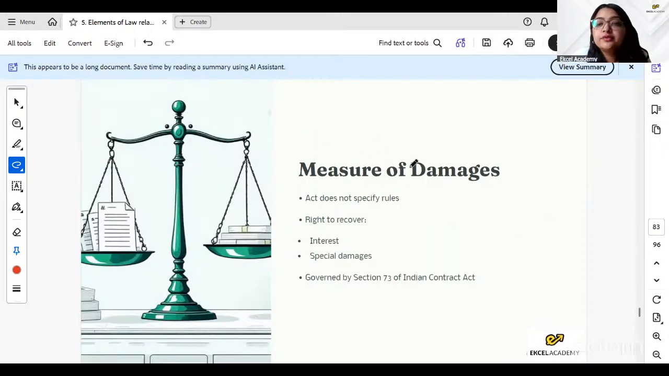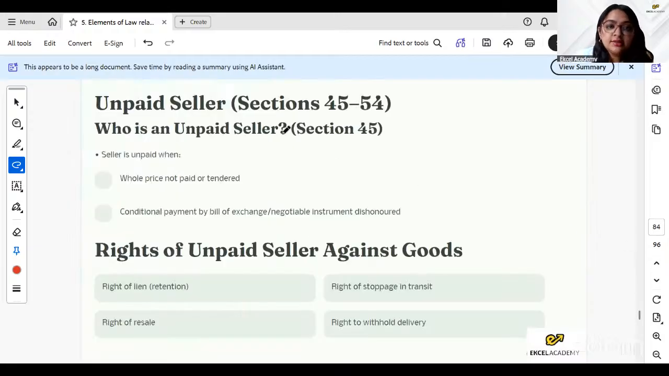Then, measure of damages. The Act does not specify the rules as to how your damages can be measured. So you have the right to recover your interest and special damages, which will be as per Section 73 of your Indian Contract Act. Now, next is the concept of the unpaid seller. But before we proceed to this, let's quickly go back to the module and have a look at what we've studied and discussed so far.